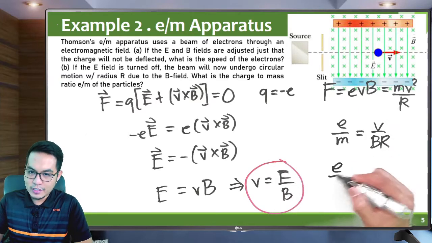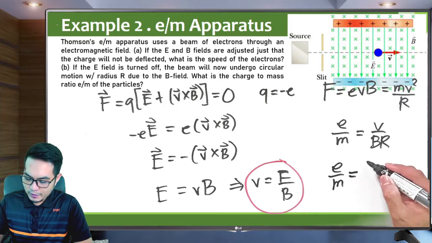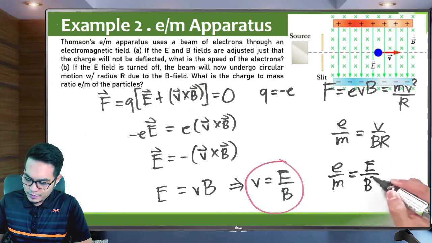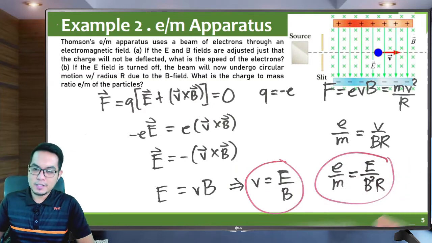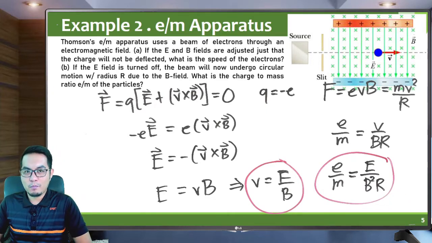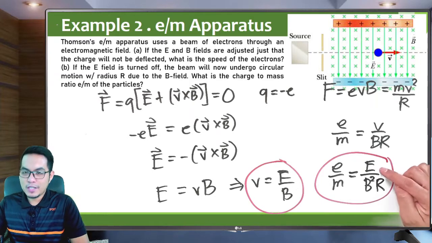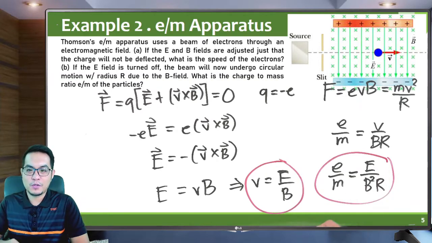So essentially, the charge to mass ratio of an electron is equal to E over B squared r. So this is now the charge to mass ratio of an electron with respect to this apparatus. So you can measure the charge over mass ratio of the electrons by just knowing the electric field before you turn it off, the magnitude of the electric field, the magnitude of the magnetic field, and the radius of the cyclotron motion after you turn the electric field off.